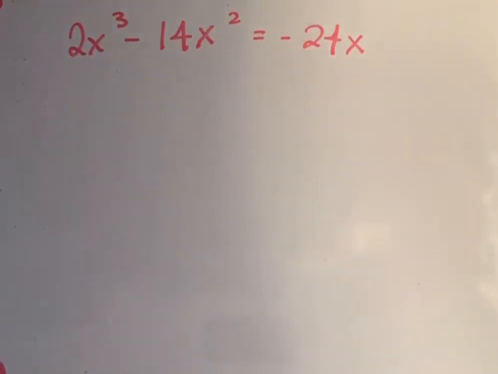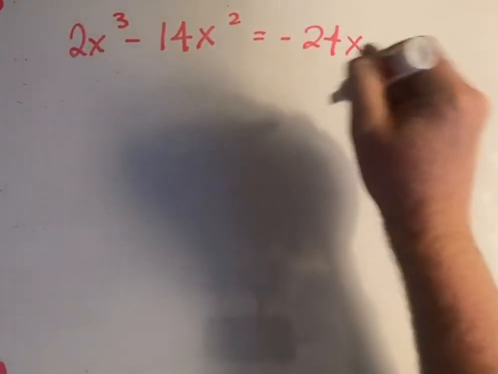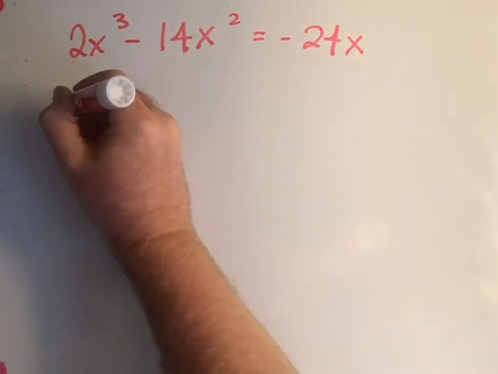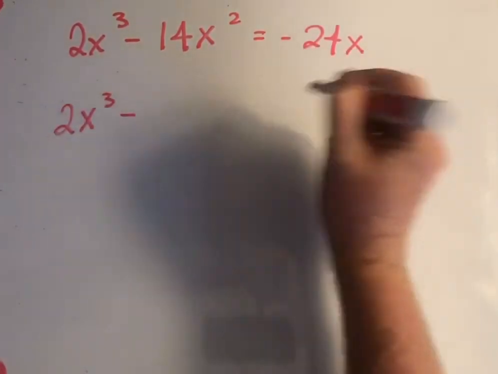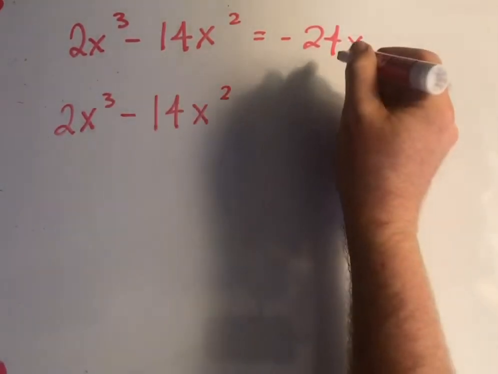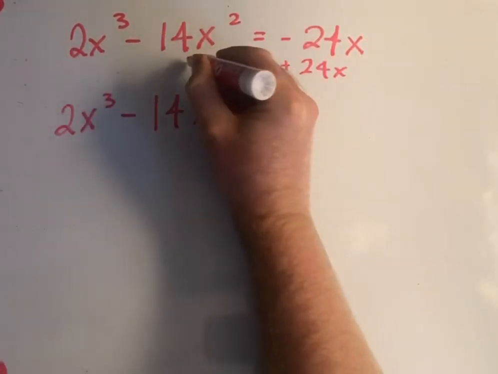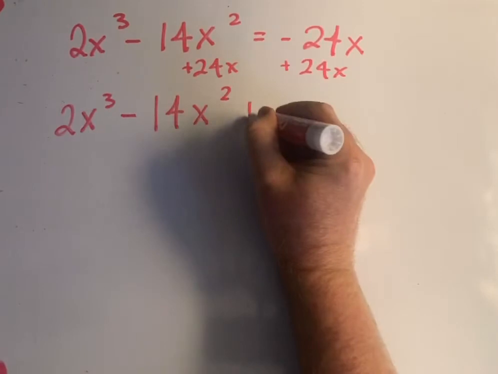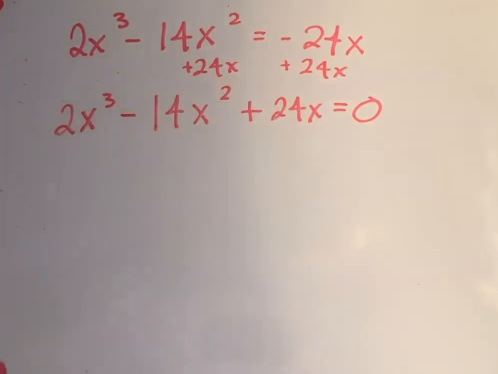All right, so what I want to do is set this up so that this part comes to this side of the equation so that it's set equal to 0. I also want to make sure that our terms are in descending order according to their powers, standard form, as we'd call it. So I'm going to add 24x on both sides. So it becomes plus 24x equals 0.